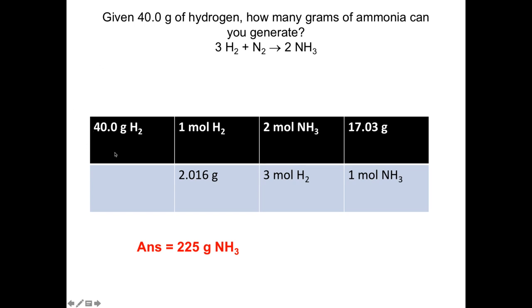Again, when you take everything, multiply on top, divide by everything on bottom, 40.0 grams times 2 times 17.03 divided by 2.016 gives us 225. Our 40.0 divided by 2.016 times 2 divided by 3 times 17 gives us 225. So again, everything on top divided by everything on bottom, 40.0 times 2 times 17 divided by 2.016 divided by 3 to get 225, or 40 divided by 2.016 times 2 divided by 3 times 17.03.